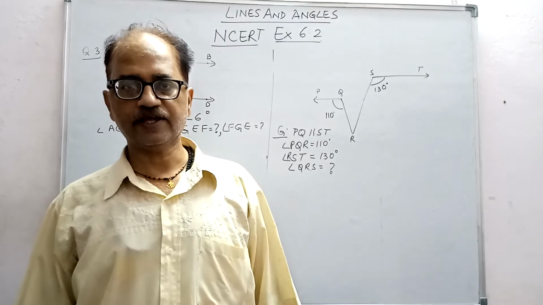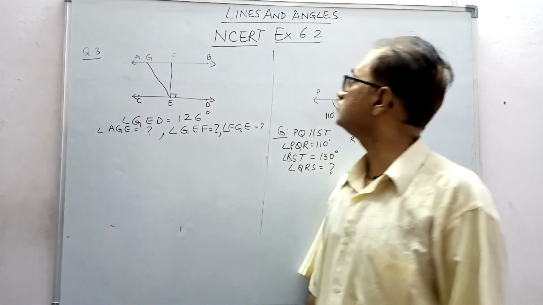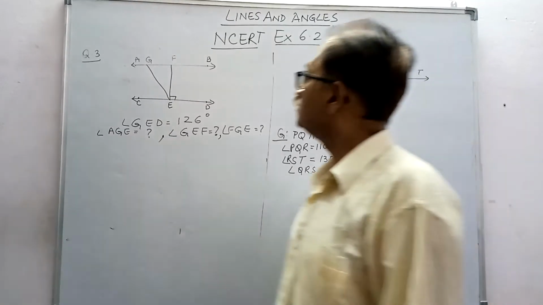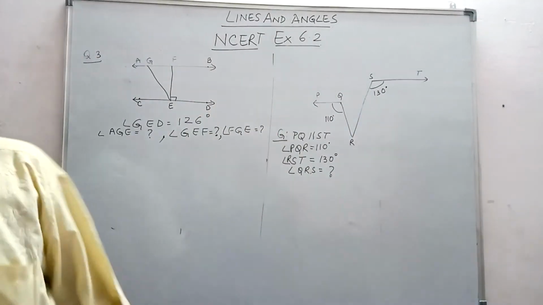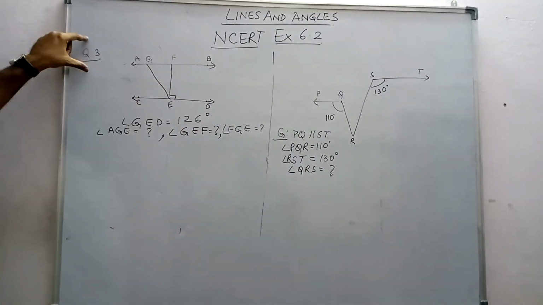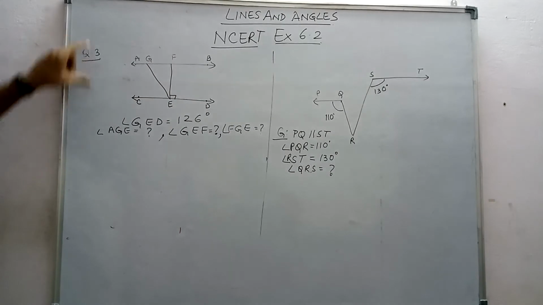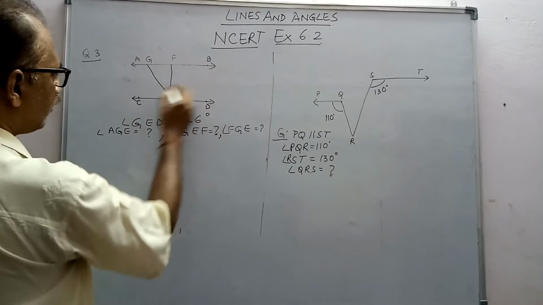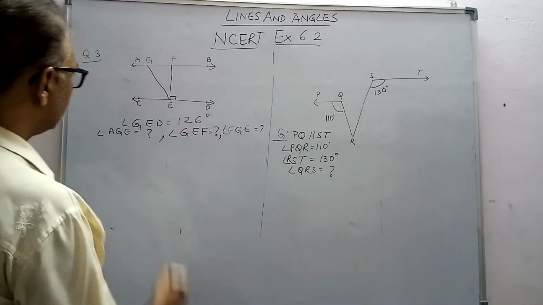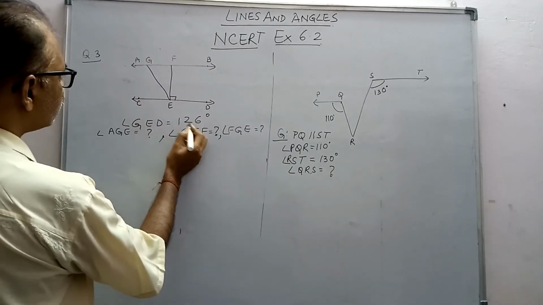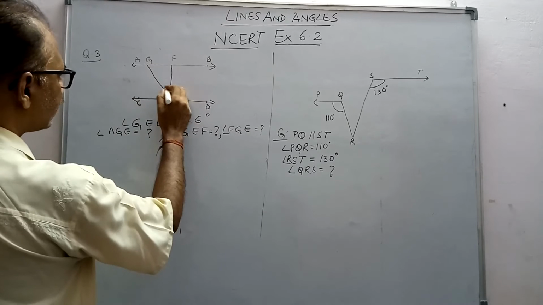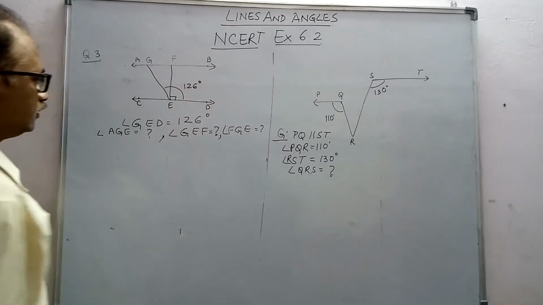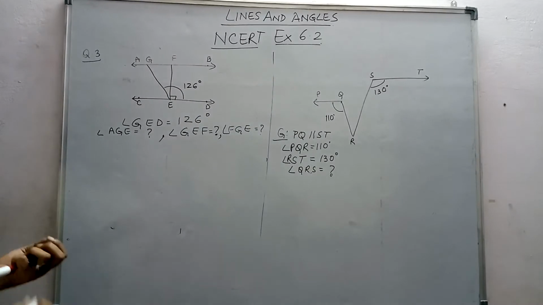Question number 3, exercise 6.2 NCERT, Lines and Angles. It says that AB is parallel to CD. These AB and CD both are parallel lines. And it is given that GED, meaning this whole angle, is equal to 126 degrees.